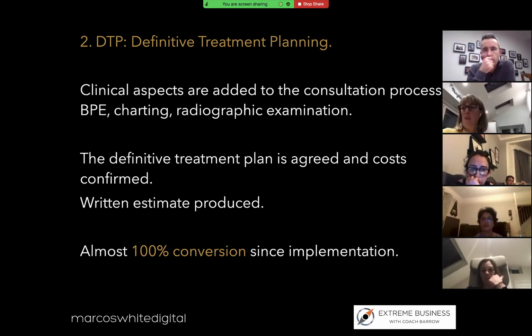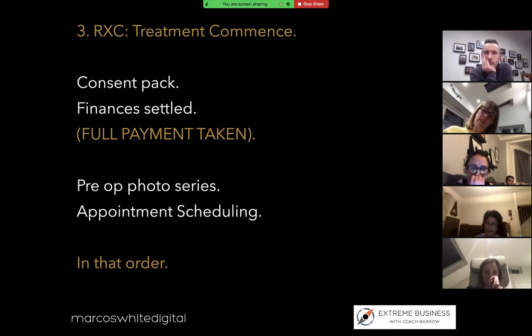So what we see here is that at the definitive treatment plan, the written estimate is completed, costs are confirmed, and it can be different to what's been discussed previously because this is the first time they're seeing a dentist and they're made aware of that, and it's obvious. So a written estimate is produced, and we get almost 100% conversion since we implemented this, for obvious reasons, because we've effectively vetted out those who couldn't afford or didn't want. And prior to this, it's not uncommon for a dentist or a clinical lead to think that they are responsible for the magic thing that happens in a consult, all right?